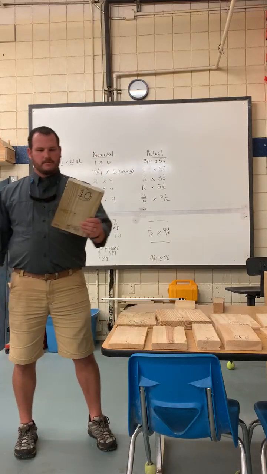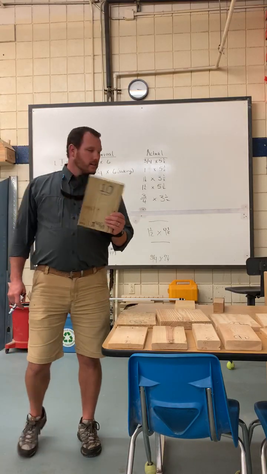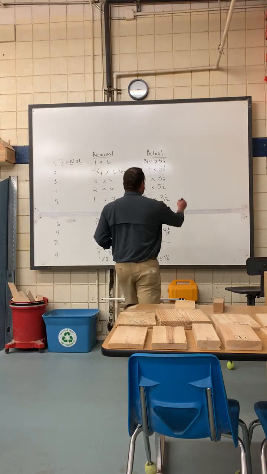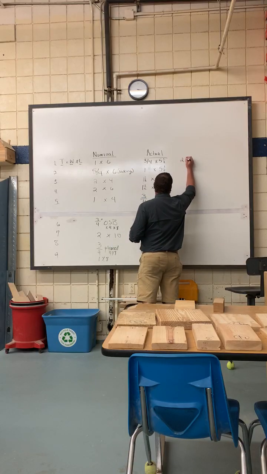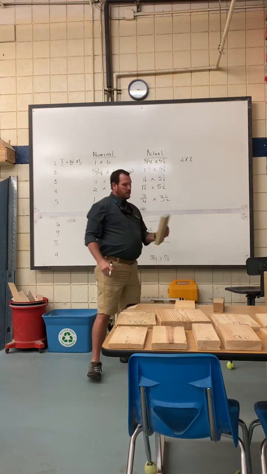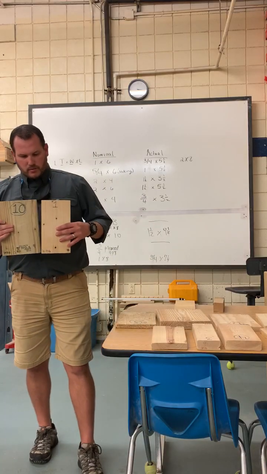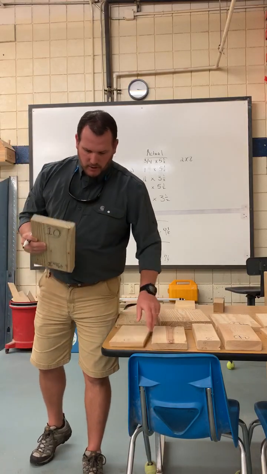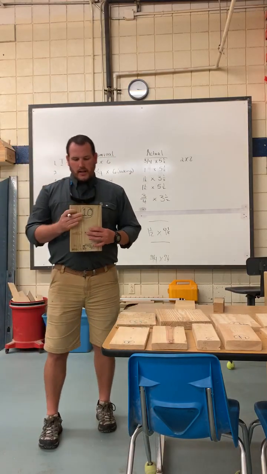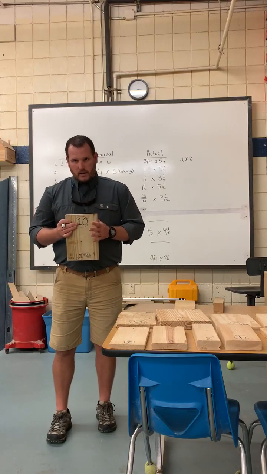Number 10, this is a 2x8. I'm gonna write it over here. 2x8. Now this particular one, I don't know if you can see a color differential between this one and this one. This has a green tint to it. This one's pretty dried out though. It's got a green tint. This is treated, all right?